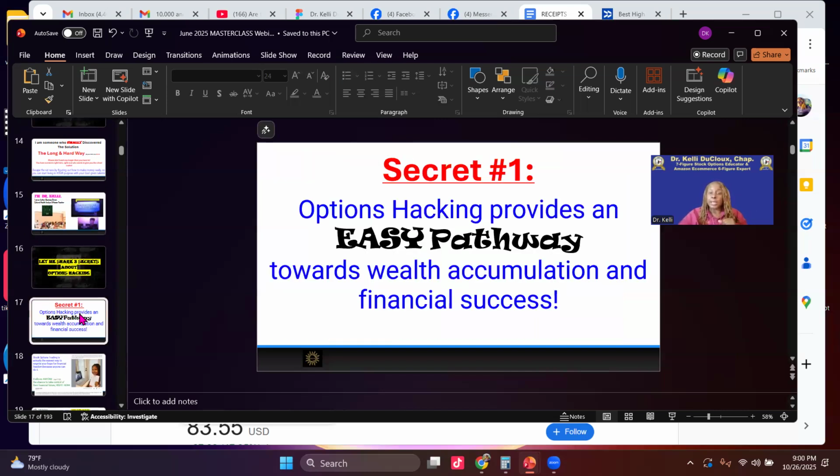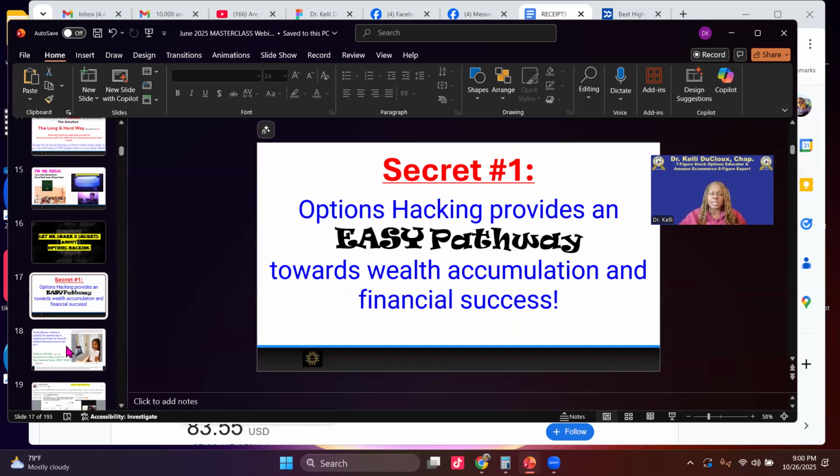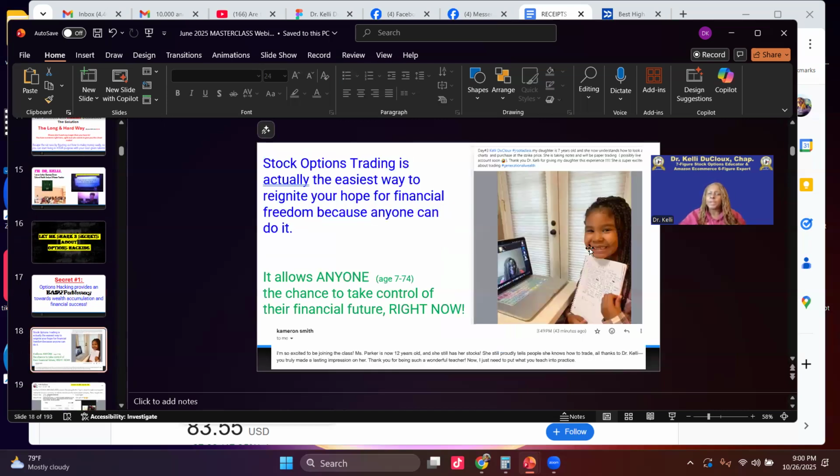The first secret I want to share with you is that options hacking provides an easy pathway towards wealth accumulation and financial success. Well, what do you mean easy? Well, this is Parker. She's one of my youngest clients. I've had several clients who were 7 years old. Their moms put them in my class, my Junior SOTA. SOTA stands for Stock Options Trading Academy. Her mom is on the computer screen here, and this baby's over here taking her own notes. I taught her how to invest in the stock market. That's how easy this is.